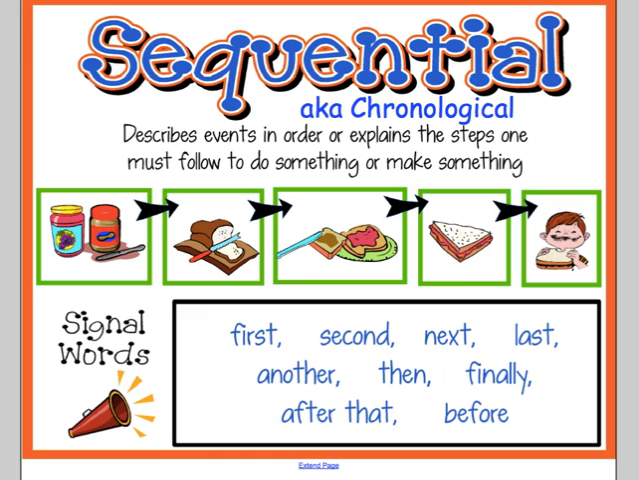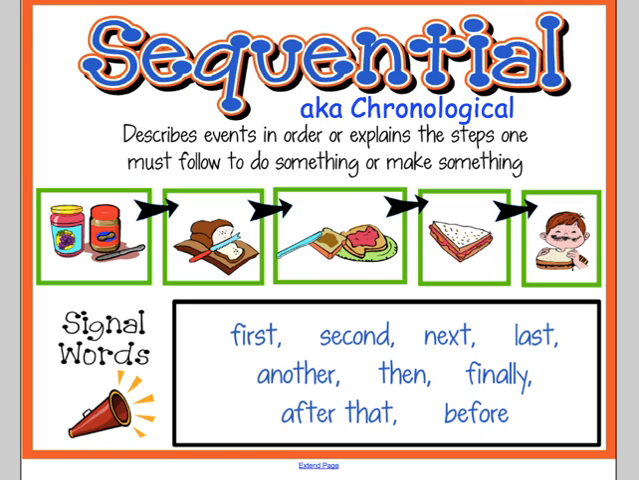The next one we're going to talk about is sequential. This one, aka, which means otherwise known as, chronological. Sequential or chronological means that they describe events in order or explain the steps one must follow to do something or make something. So as you can see here, these pictures show step by step how to make a peanut butter jelly sandwich. That's sequential or chronological.